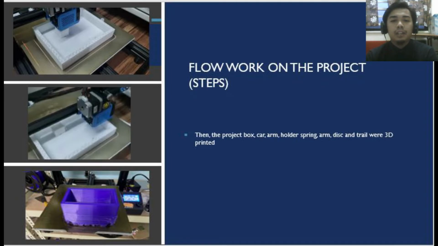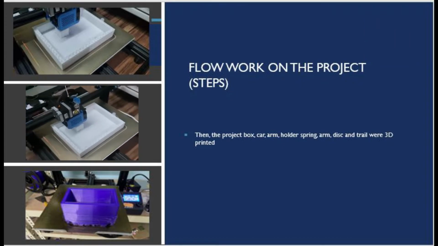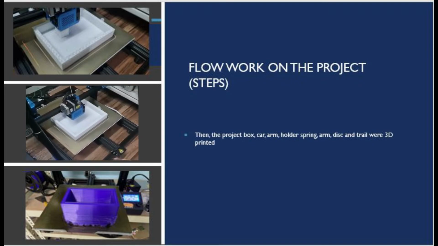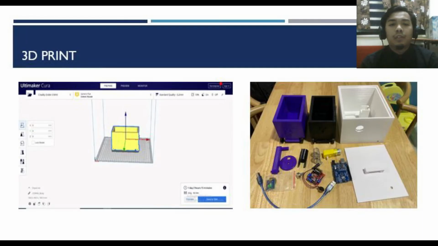There are 8 parts that need to be printed, which are the box, 2 pieces of car, arm and holder for the shaker spring, the disc that rotates at 45 degrees, and lastly the drill. We are using 2 types of 3D printer machine, which are the Ender 3 Max and the CR10 version 3. For slicer software, we use Cura for the settings before printing.